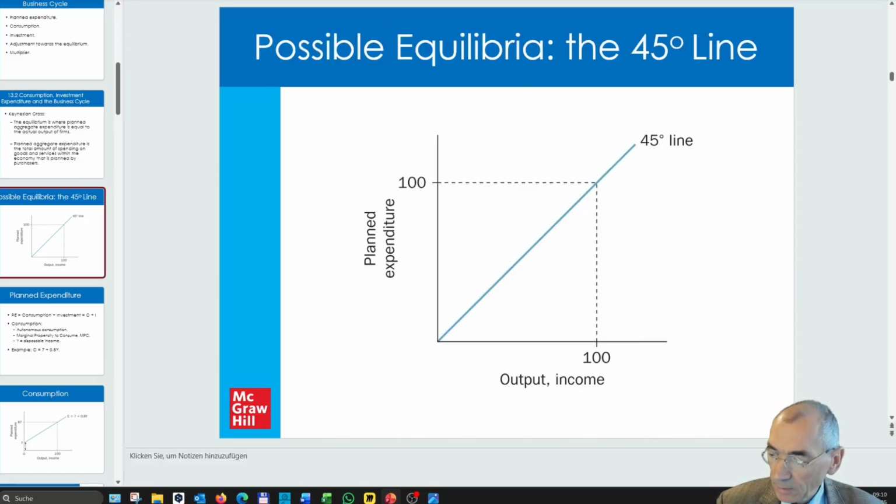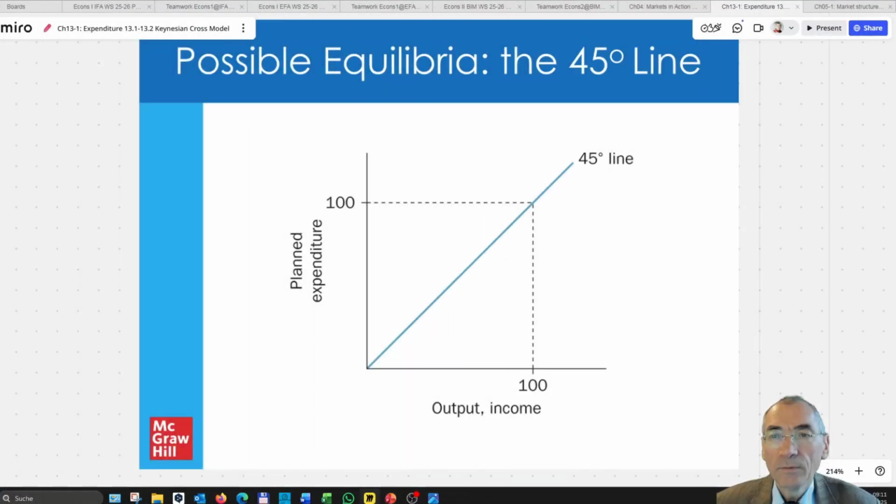When we look at the figure, it says possible equilibria, the 45-degree line. And that's a type of illustration that sometimes seems a bit strange. I mean, we know what a 45-degree line is. A 45-degree line describes the points where the value on the horizontal axis is the same as the value on the vertical axis. The vertical axis contains the planned expenditure.